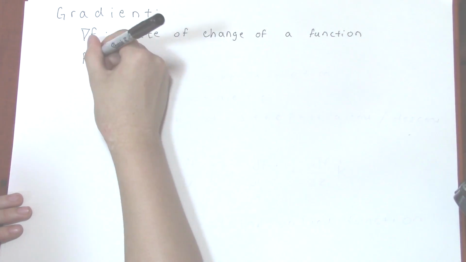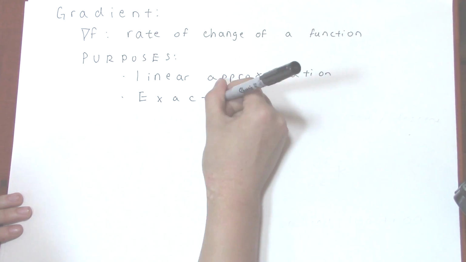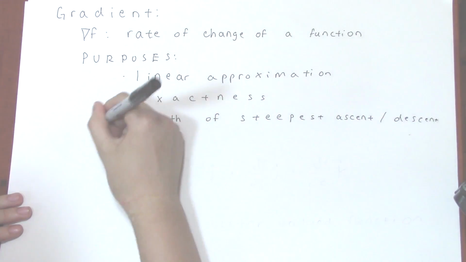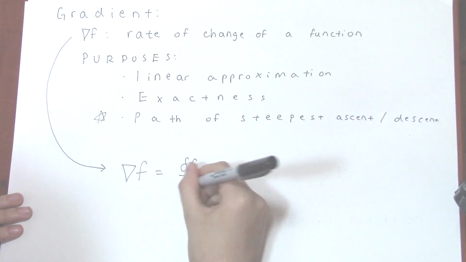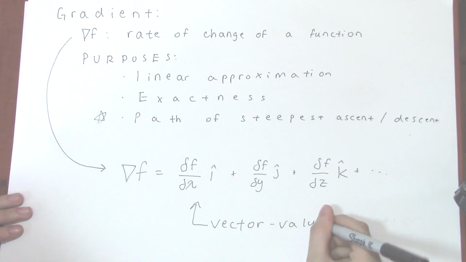The gradient is a vector whose components are made up of the partial derivatives of a function. It represents the rate of change of a function and is used for many different purposes, such as computing linear approximation, finding the exactness of a function, and identifying the path of steepest ascent or descent of a function, which is what we will be using shortly.